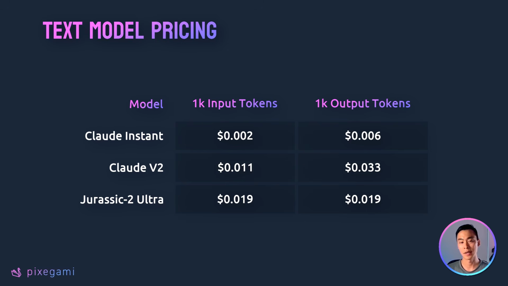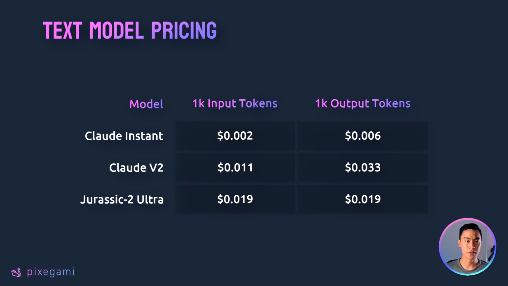So let's take a look at some of the models available here. There's 2 Claude AI models. There's the Instant model, which is super cheap. This one, you'd probably have to use hundreds of thousands of tokens before it even starts costing you $1. The Claude V2 is more powerful, and you can see it's about 5 times more expensive than the Instant model, but it's still pretty cheap in general as well. And finally, at the bottom, you've got the Jurassic 2 model, which is cheaper for output tokens than the Claude model, but more expensive for the input tokens.